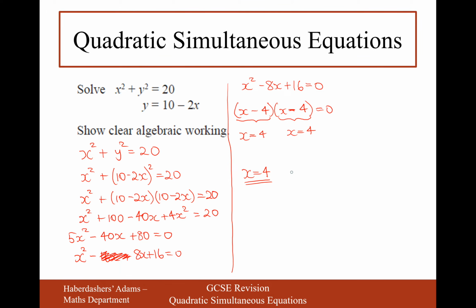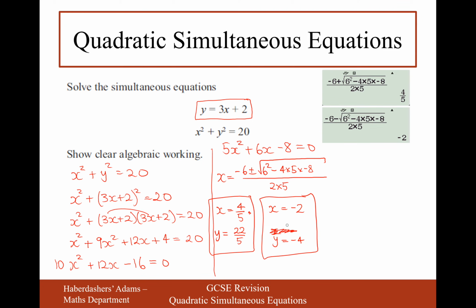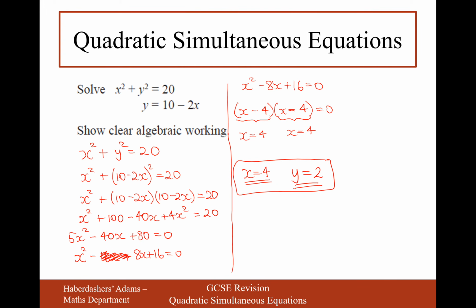And we now need to find out what the y value is. So it's going to be 10 minus 2 times 4. So that's going to be 8. So 10 minus 8 is 2. So this here is the only solution this time to this quadratic simultaneous equation. In the previous question we had 2, and usually you would get 2. Sometimes and rarely you will get 1, and in this case you do get 1.